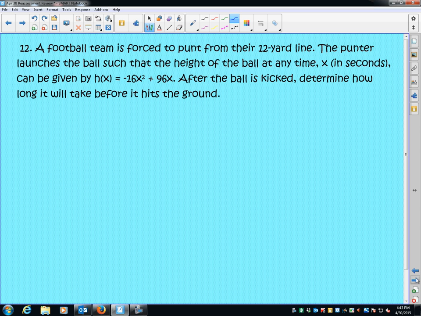Okay, I know this problem has always kind of given us a little bit of trouble, but really if you read carefully, that helps you the most. So the first thing we want to do is figure out what x and h stand for. So we know that x is seconds, and it says the height of the ball at any time. So we know that h is height. It says after the ball is kicked, determine how long it will take before it hits the ground. This is a sneaky way of asking you how much time is it going to take if the height equals 0.